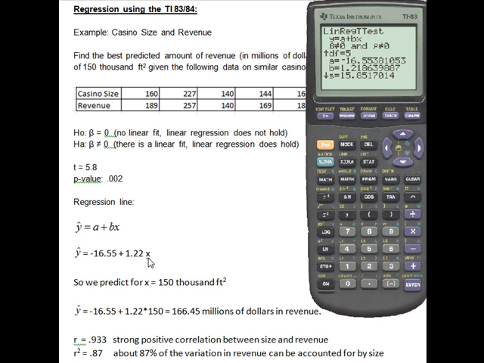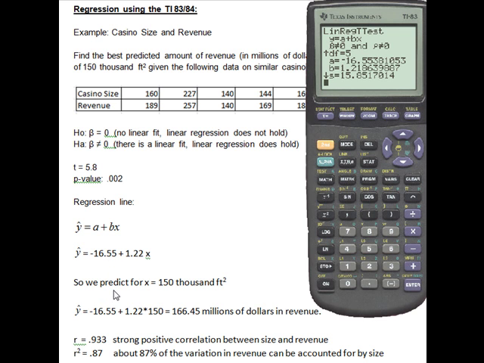The 1.22 means for every additional 1,000 square feet of space, we'll get another $1.22 million in revenue. And the coefficient here, this is really just the intercept. Sometimes you can interpret it as something that makes sense. A negative here certainly doesn't make sense, but every line has to have an intercept. And none of our data, none of the casino sizes, is anywhere near 0, so it wouldn't make sense for that to have any meaning. So it's just the intercept.